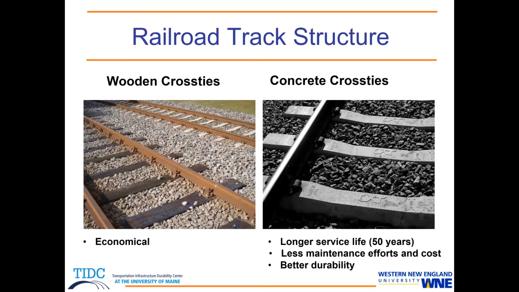So railroad track structure, traditionally we've been using wooden cross ties in the North America, but in many other countries, they've been moving into the concrete cross ties because it has a longer service life, less maintenance issues and cost, and the better durability.